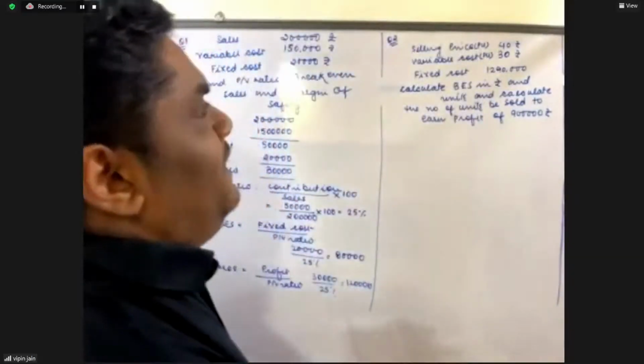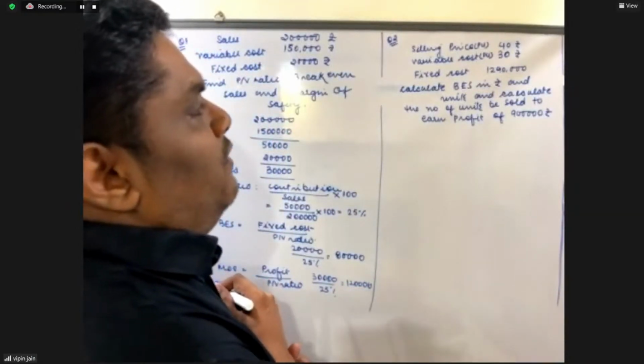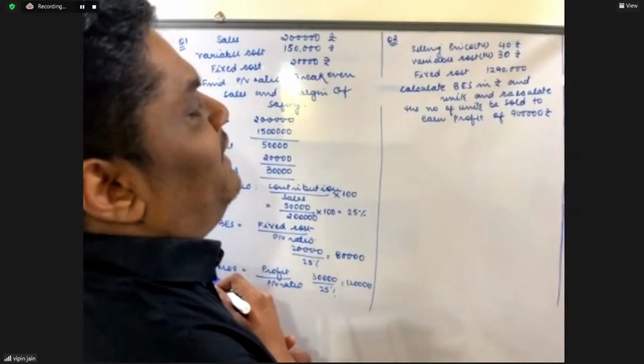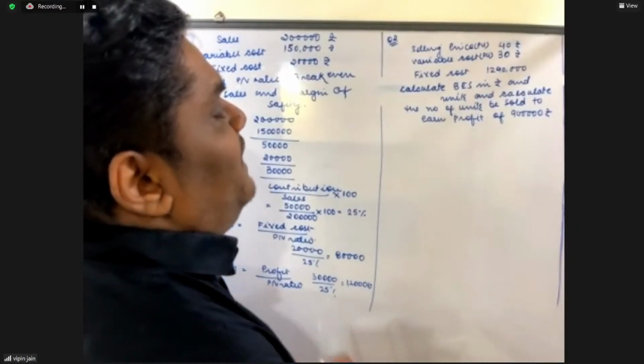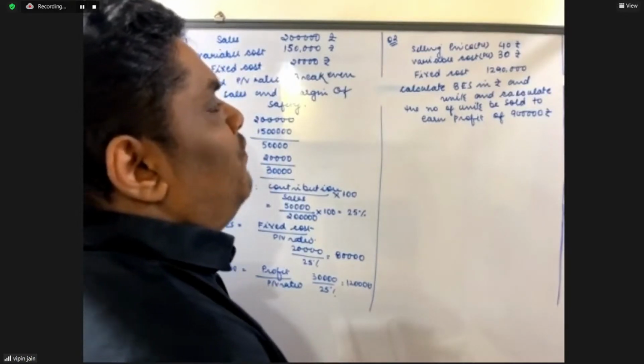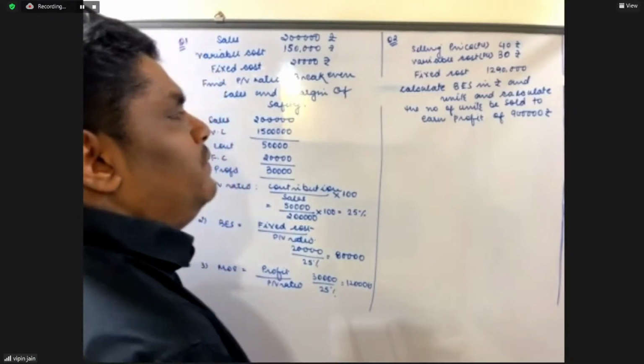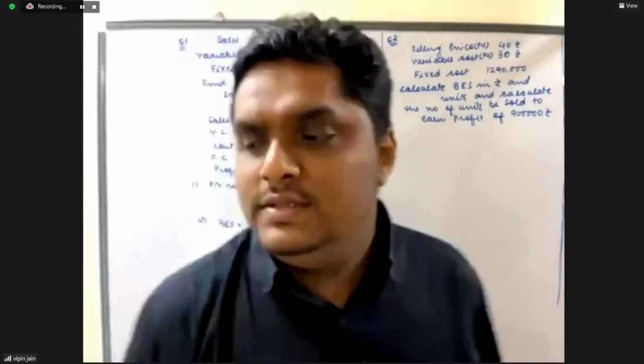I repeat again, the selling price per unit is 40, the variable cost per unit is 30. Further, the fixed cost is 12,90,000. Calculate the break-even sales in rupees and in units. Further, calculate the number of units sold to earn a profit of rupees 9 lakh. Waiting for your answers.